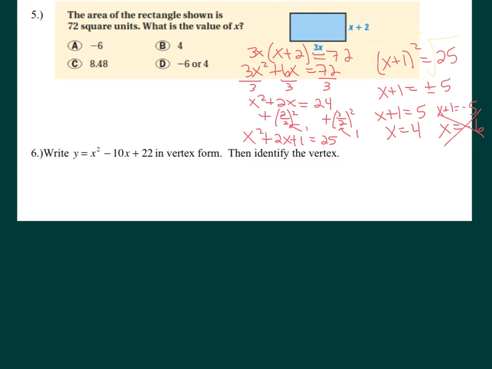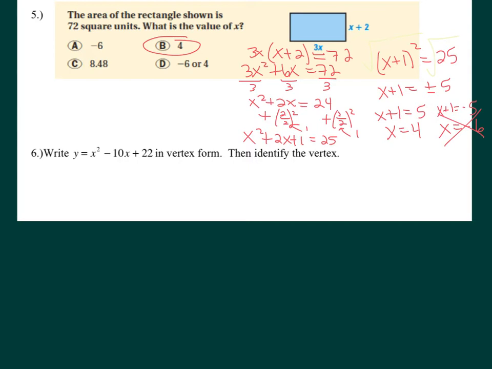So the value of x is 4. If we made x the negative 6, letter D is enticing, but if we plug in negative 6, 3 times negative 6 is negative 18. So your length would be negative 18, your width or your height would be negative 4. It just doesn't make any sense for the dimensions of the rectangle.